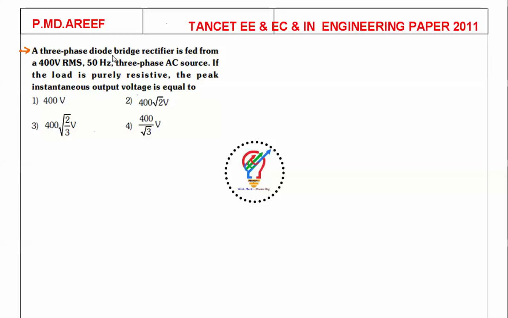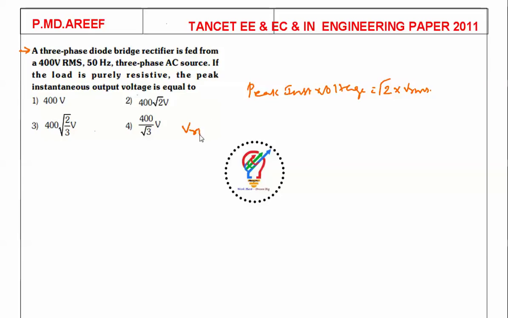A three-phase diode bridge rectifier is fed from a 400 volts RMS, 50 Hz three-phase AC source. If the load is purely resistive, the peak instantaneous output voltage is equal to... so the peak or maximum voltage is equal to root 2 times V RMS here.